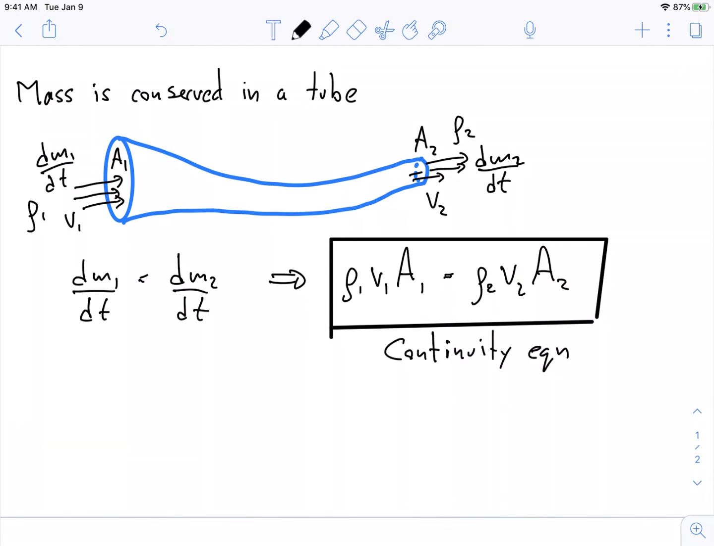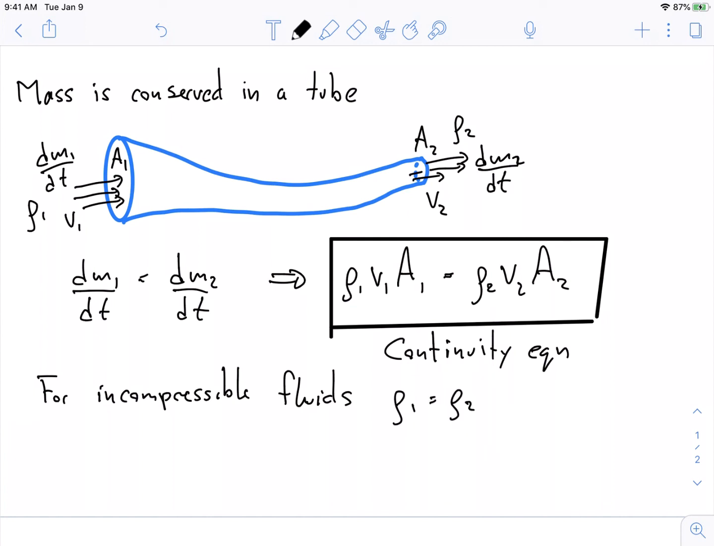A big assumption we'll make in this course is that fluids are incompressible. Gases are generally compressible, so this would hold for gases, but a lot of the fluids we're going to deal with, liquids, are incompressible. So for incompressible fluids, rho 1 is equal to rho 2. And our expression simplifies. And this is an equation you're going to see a lot of as well.